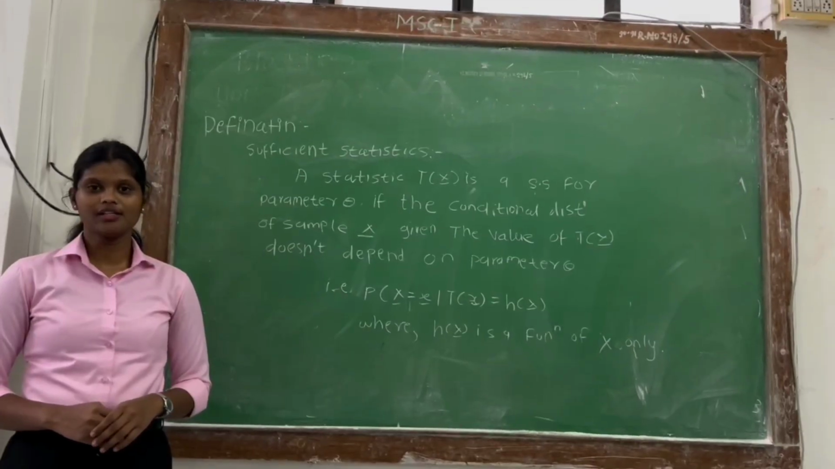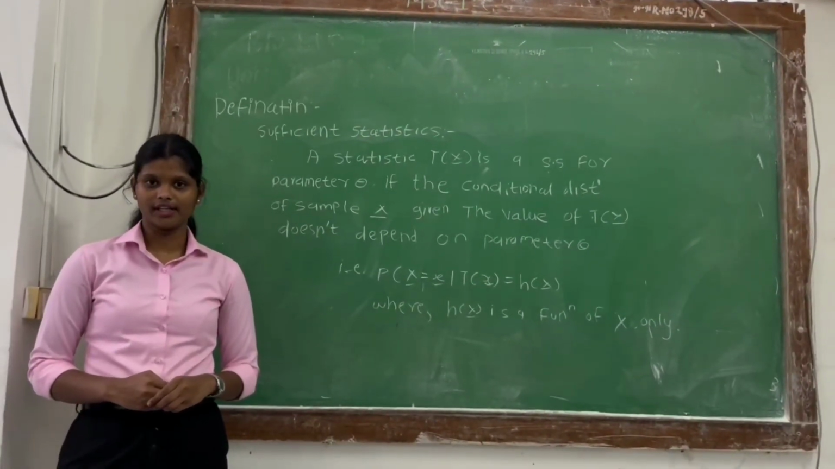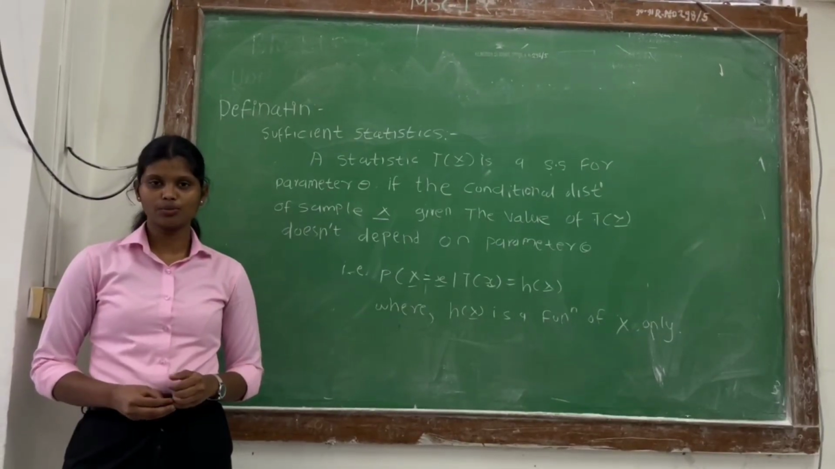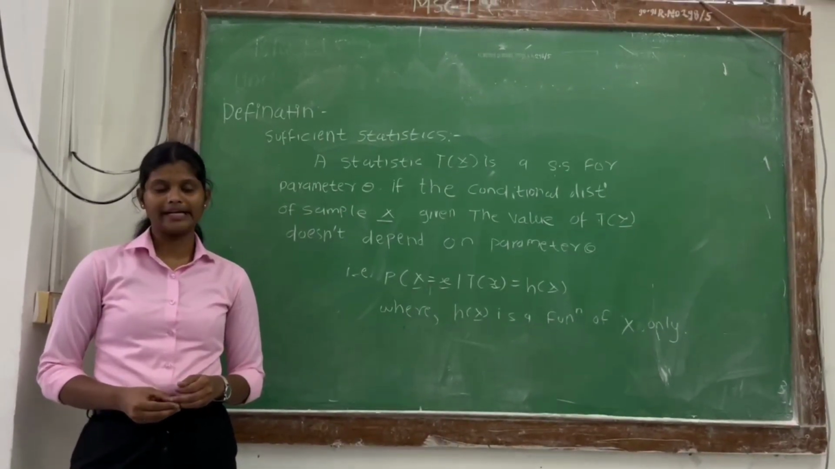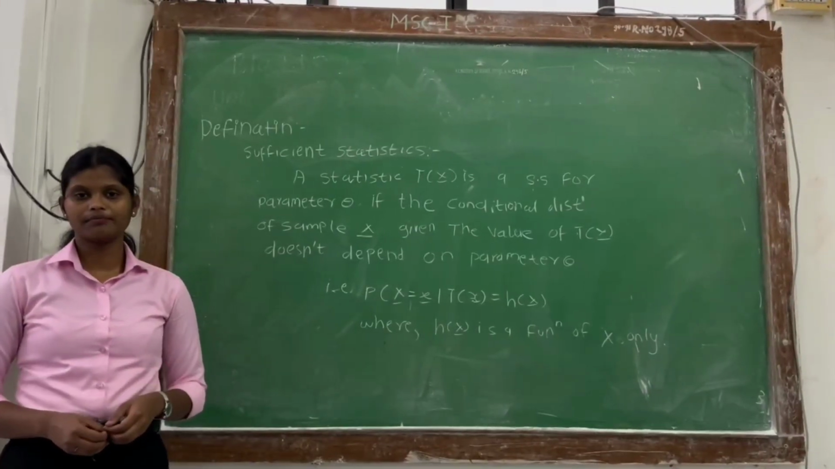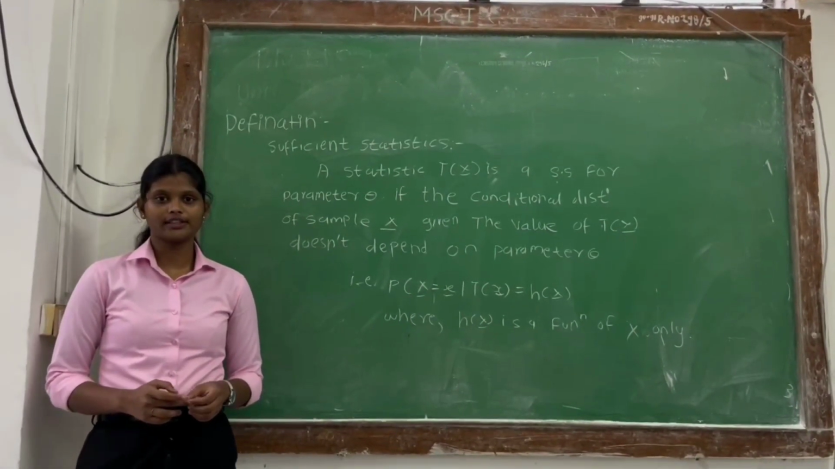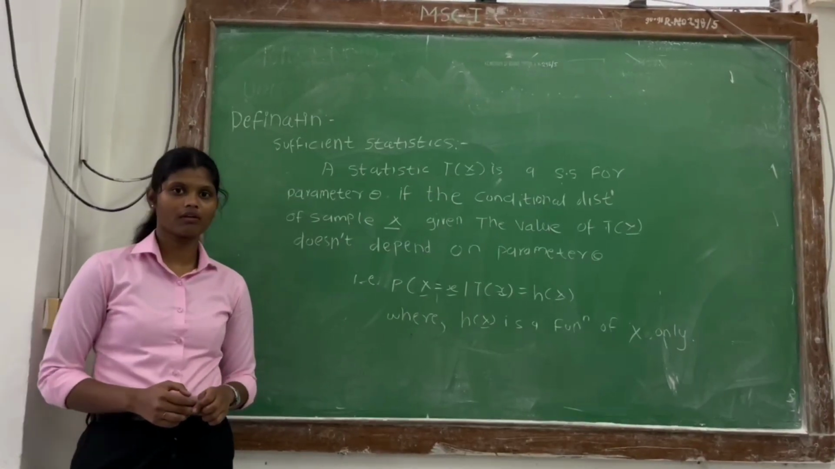Today we are going to see sufficient statistics. Here we have three methods to find sufficient statistics. First is by the conditional probability. Second one is by the Neyman factorization theorem, and third one is by the exponential family.